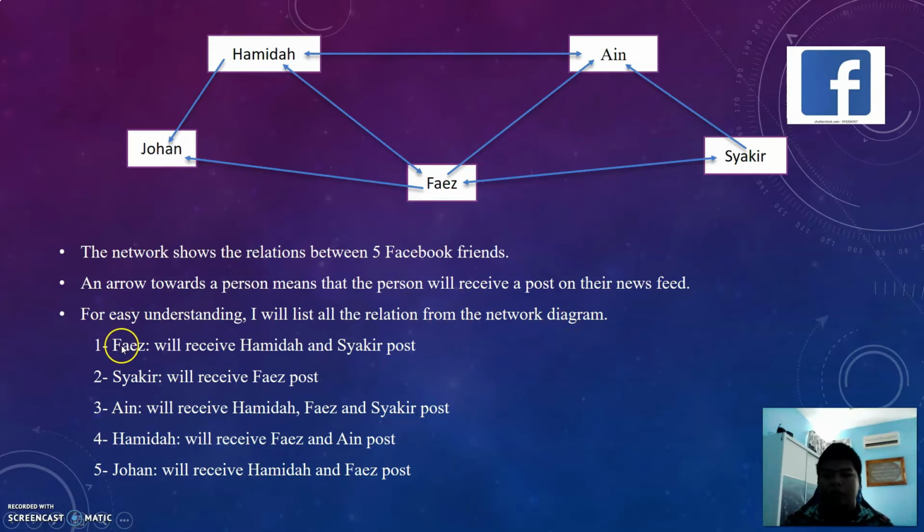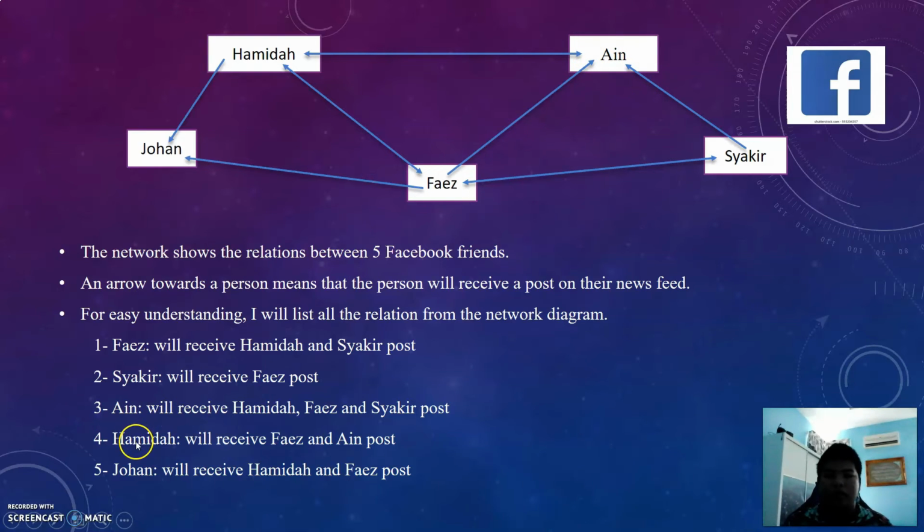For the first one, we have Faiz. As you can see from the diagram, Faiz will receive Hamidah and Shakir's posts from this arrow and this arrow. For Shakir, Shakir will receive Faiz's post in this case. For the third person, Ain. Ain will receive Hamidah, Faiz and Shakir's posts, which is here, here and here.